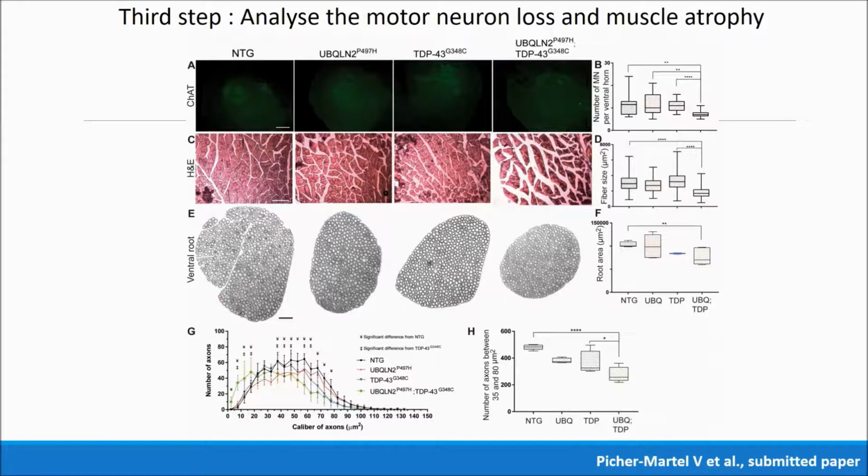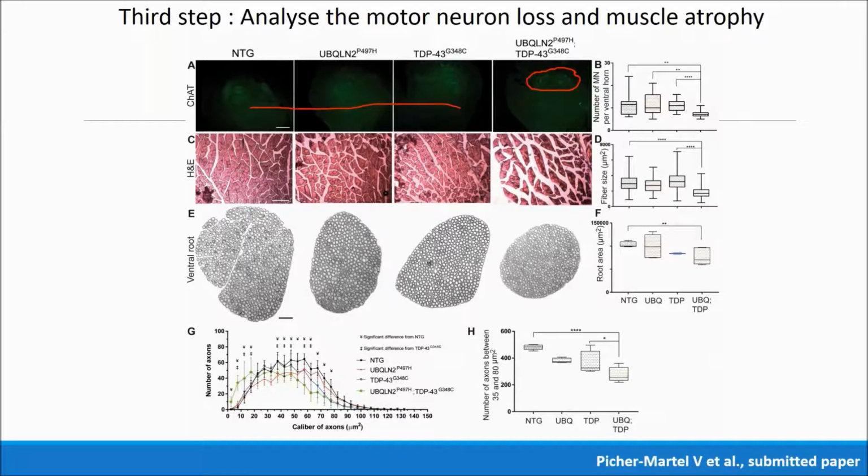So the third step was to be sure that we have a motor neuron loss and muscular atrophy also. So we use staining specific for motor neurons. We can see here the spinal cord. It's maybe a bit thin for you, but the little dots are motor neurons. So if we count them, we see that there are fewer motor neurons here than in the other three groups.